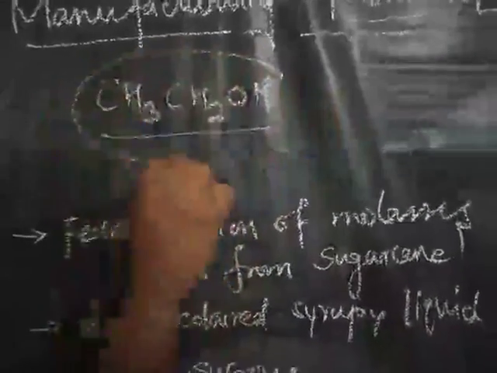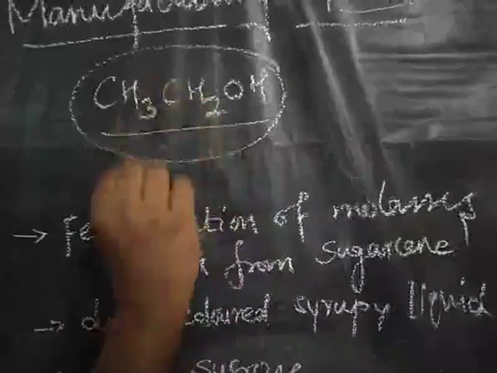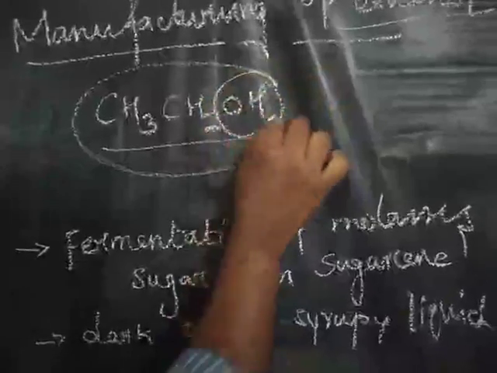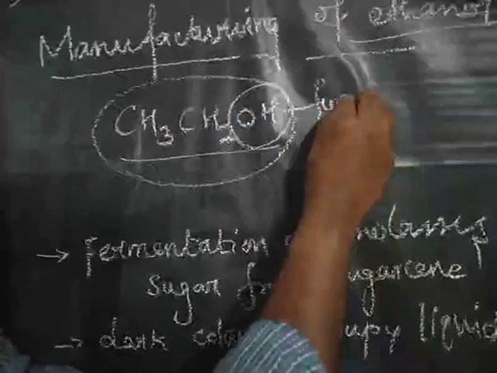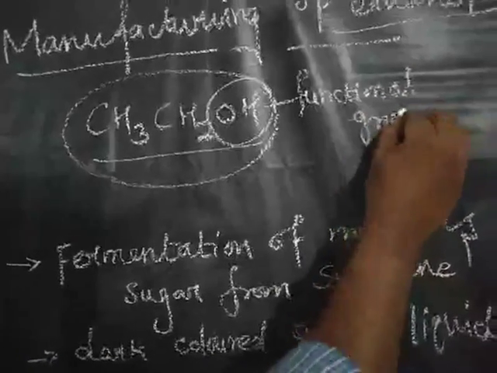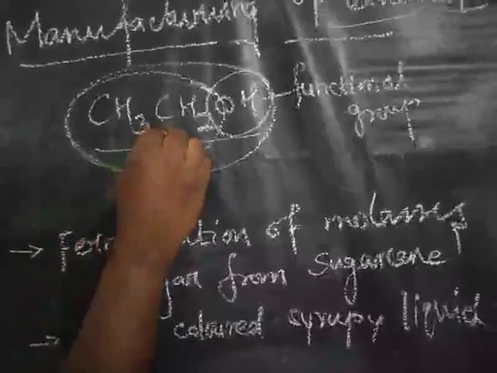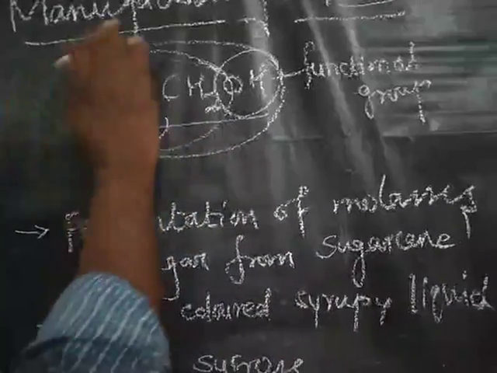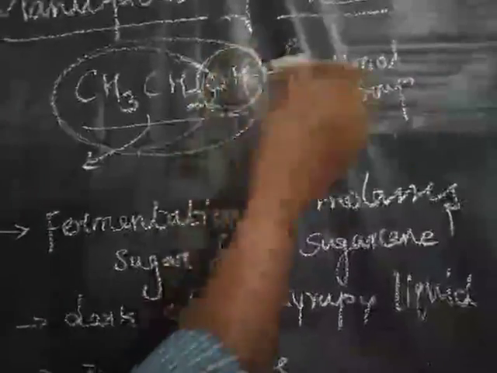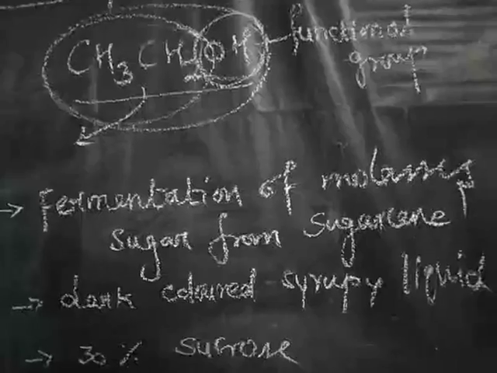So this is the structure of what? Ethanol. Look at this compound. In this compound, which part is called what? Functional group. This OH part is called the functional group. The remaining part is called the main part. This part is going to determine the physical properties of the entire compound. This OH group is going to determine what? The chemical properties of the entire compound.